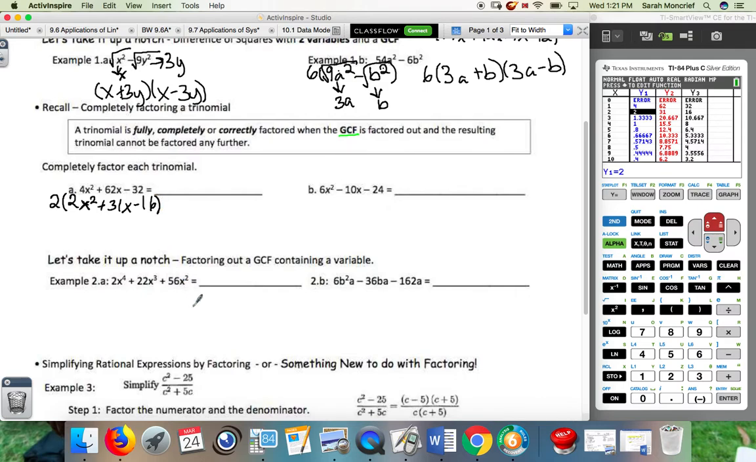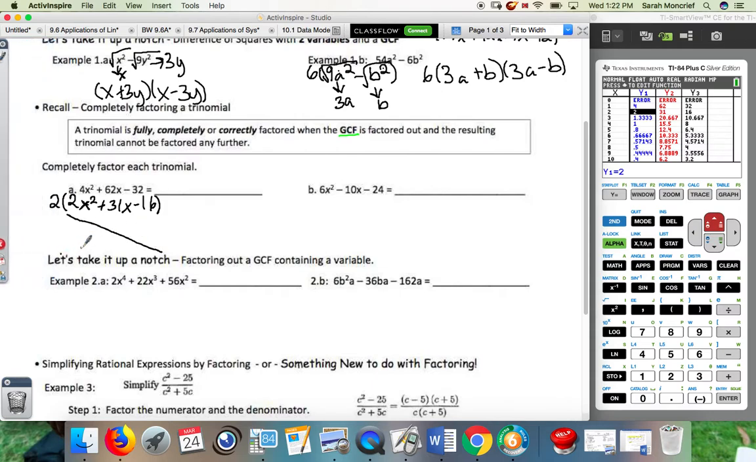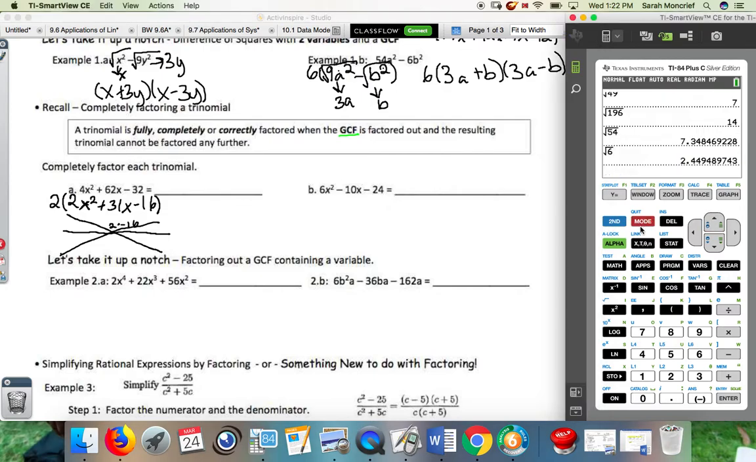All right, now that we've taken out the GCF, we can just continue to factor it, and we can do that by doing our lovely little snowflake method. Remember, this is just putting A, B, and C in different spots. So what goes in the top? A times C. What is A? 2. And what is C? Negative 16. What is 2 times negative 16? That gets us negative 32.